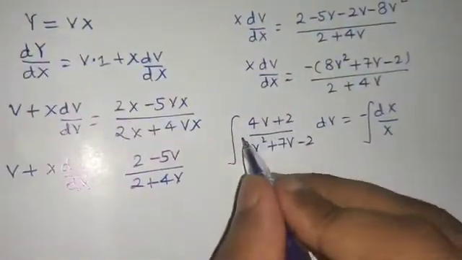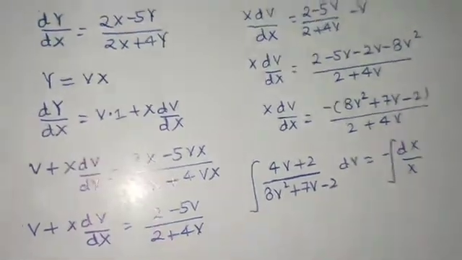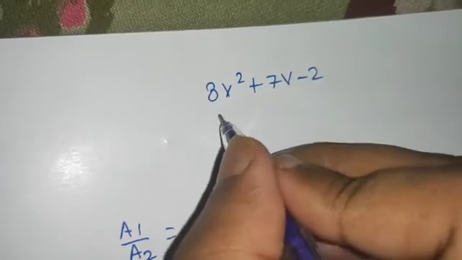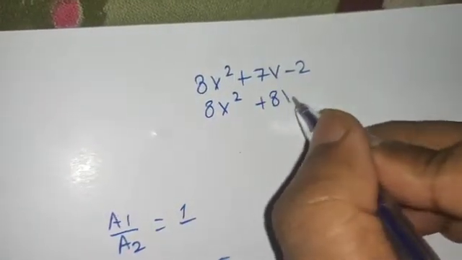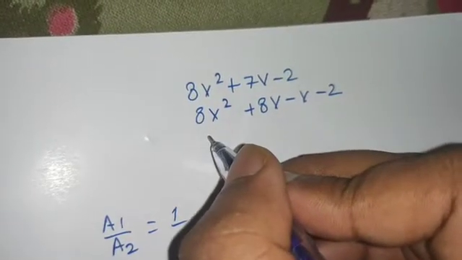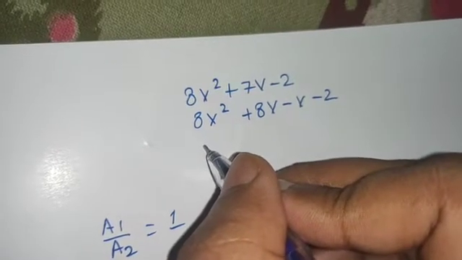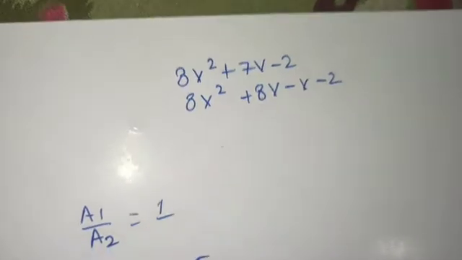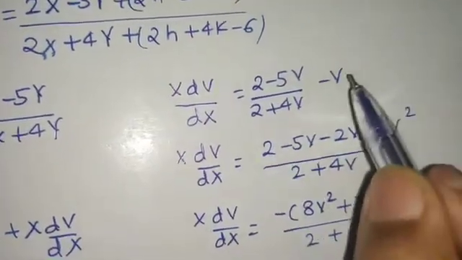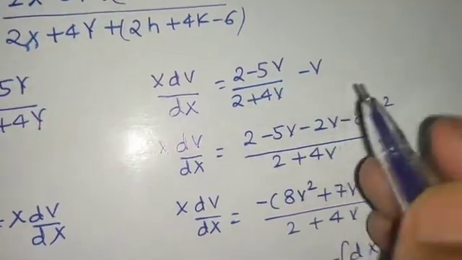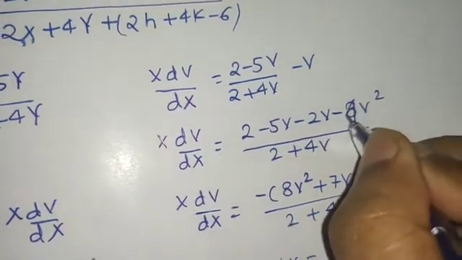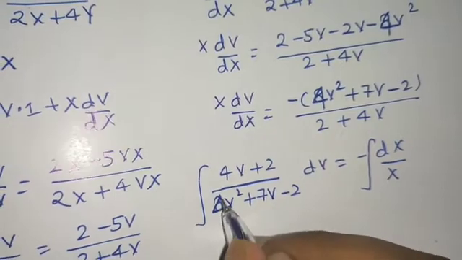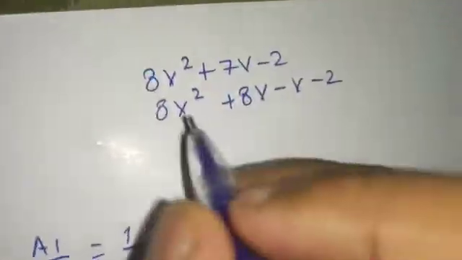Now before integrating, let's do one thing. You are seeing 8v square plus 7v minus 2. So this is 8v square plus 8v minus v minus 2. Okay. So if you see 2 into v, so minus 2v, 4v into minus v, so that will be minus 4v square, not 8. So here a simple correction, we are getting minus of 4v square, minus I have taken common, so 4v square plus 7v minus 2.